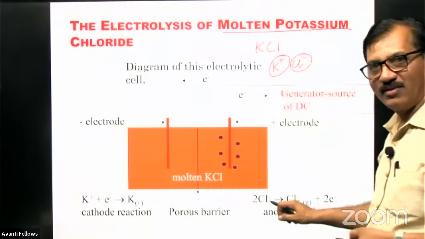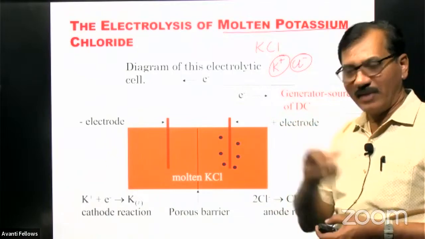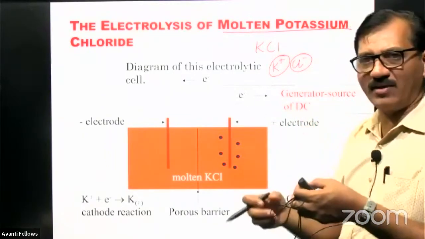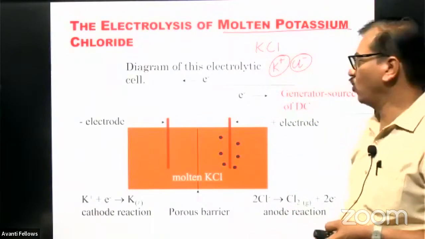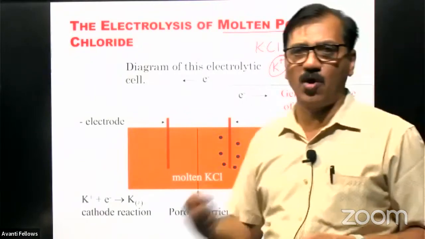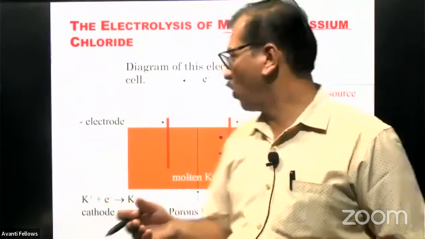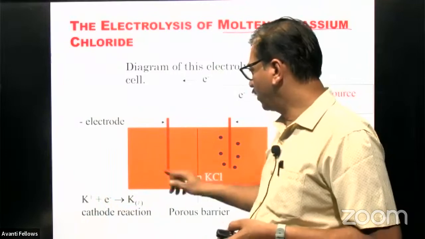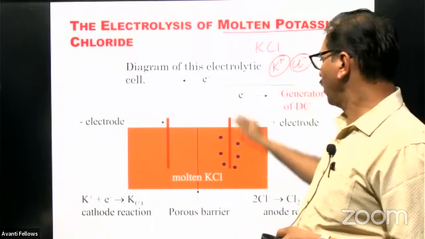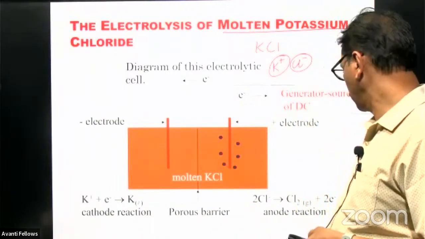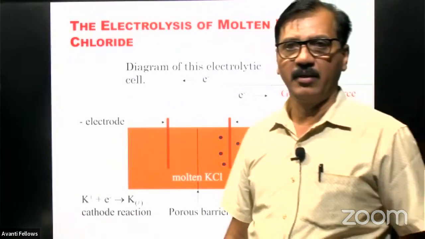The Cl minus ion goes and forms a chlorine atom initially, the primary change. Then two chlorine atoms combine to form chlorine gas. Therefore, there will be evolution of chlorine gas. So what are the products of electrolysis of molten KCl? It is simple. Potassium ion gives potassium. Molten potassium will be collected here. So potassium and Cl2: chlorine gas will be produced at the anode. This can be easily predicted.